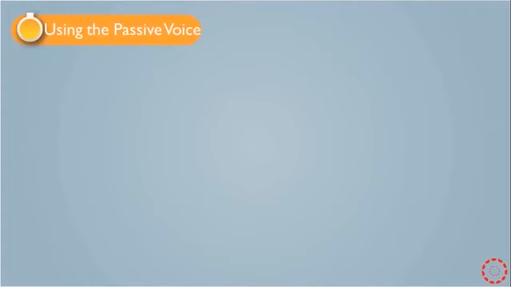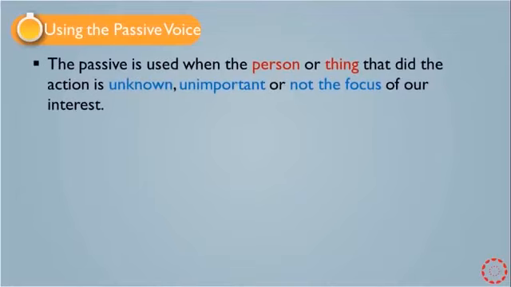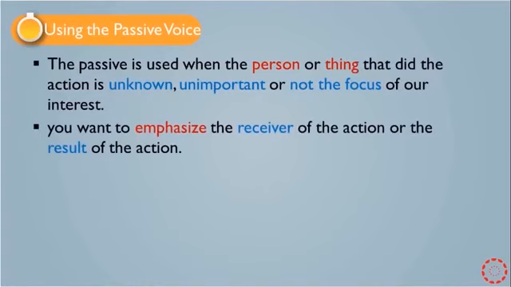Using the passive voice, what is the usage of past simple passive? The passive is used when the person or thing that did the action is unknown, unimportant, or not the focus of our interest. In other words, we can say you want to emphasize the receiver of the action or the result of the action, not the doer of the action.